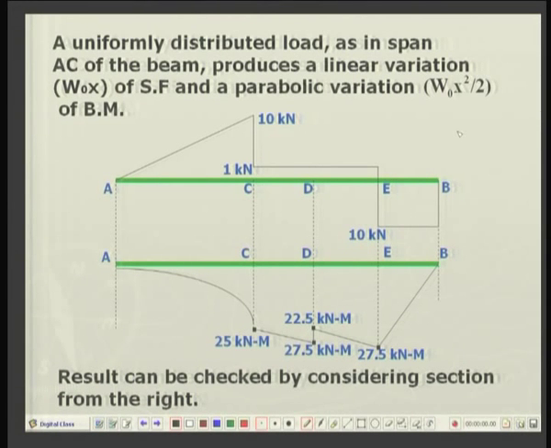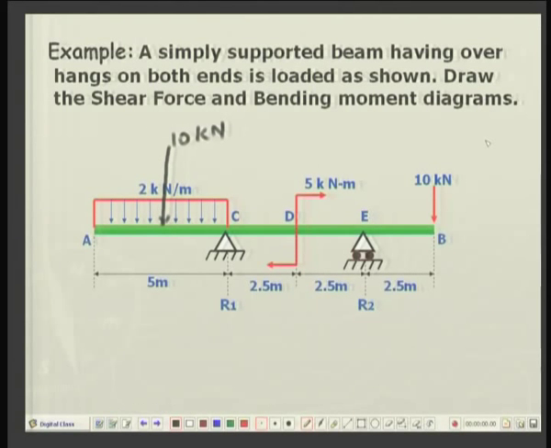And now, if I proceed from the end B, because that will be very easy, again there is a load of 10 kilonewtons over here, and that will give me a constant shear force, because there is no loading in between E and B. So, that will be a 10 kilonewton shear force, and the bending moment will be 10 kilonewtons times the distance here. So, it is gradually rising, and at point D you can see there is a concentrated moment. So, I can expect a jump in bending moment here.